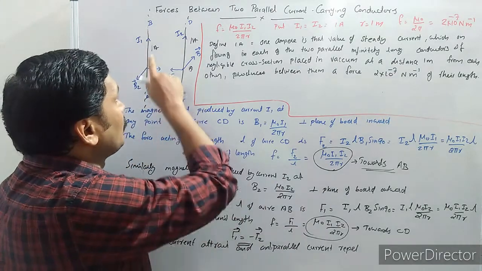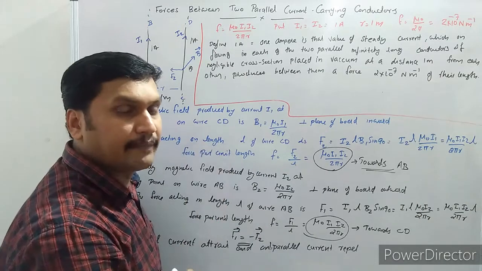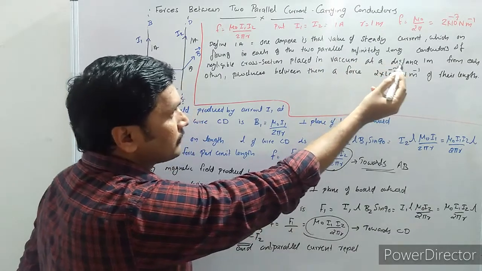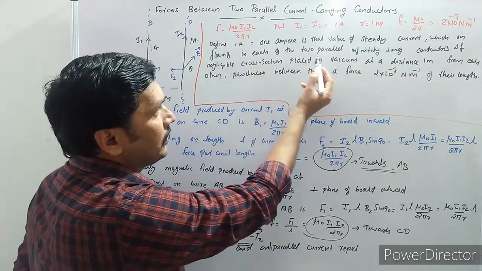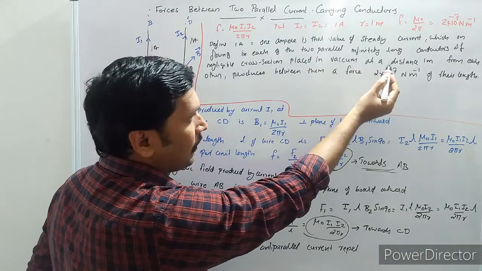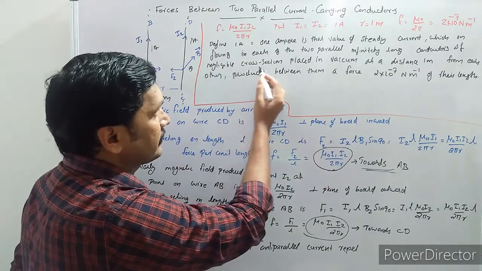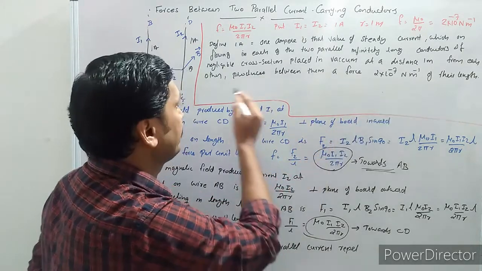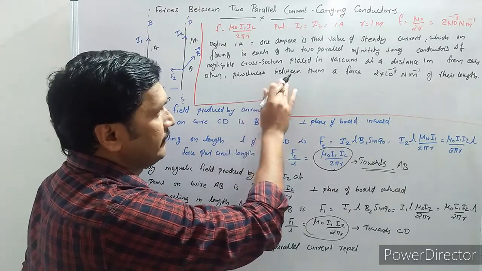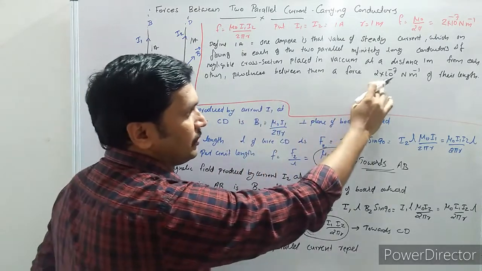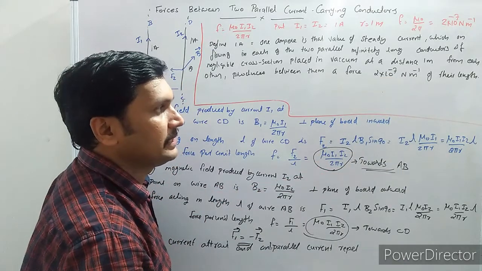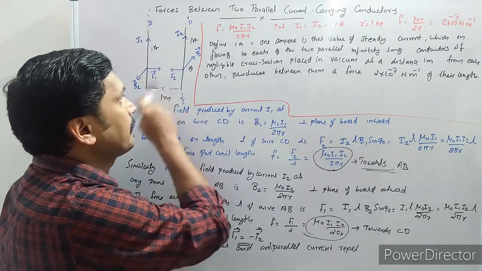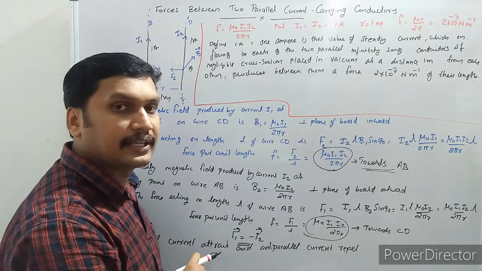Now we can define the 1 ampere. The 1 ampere is that value of steady current which, on flowing in each of the two parallel infinitely long conductors of negligible cross section placed in vacuum at a distance 1 meter from each other, produces between them a force of 2 into 10 raised to minus 7 Newton per meter of their length. That is the definition of 1 ampere in terms of force per unit length of two parallel current carrying conductors.